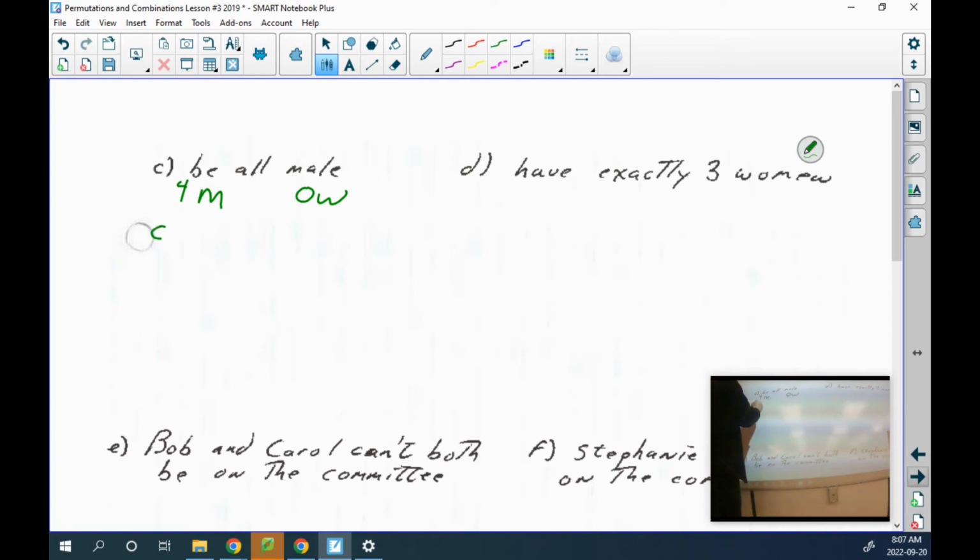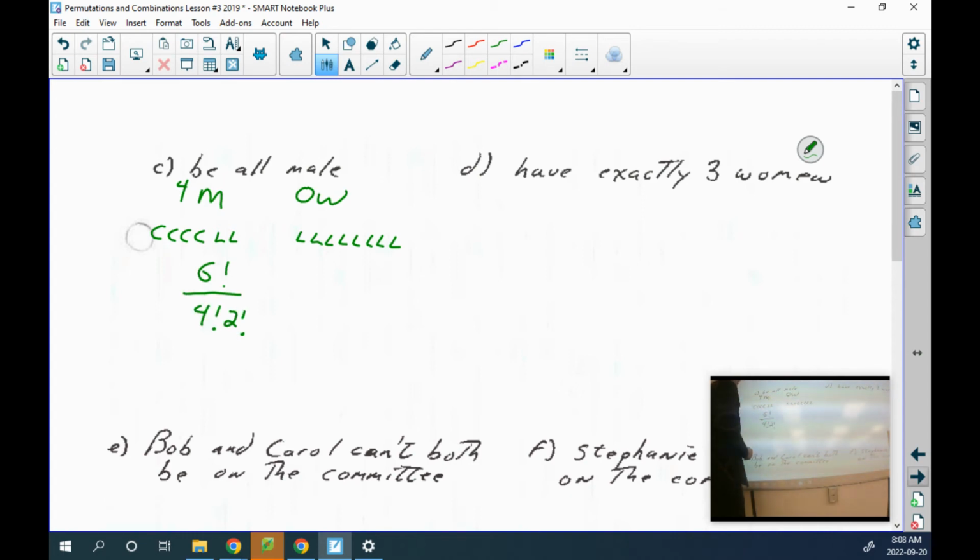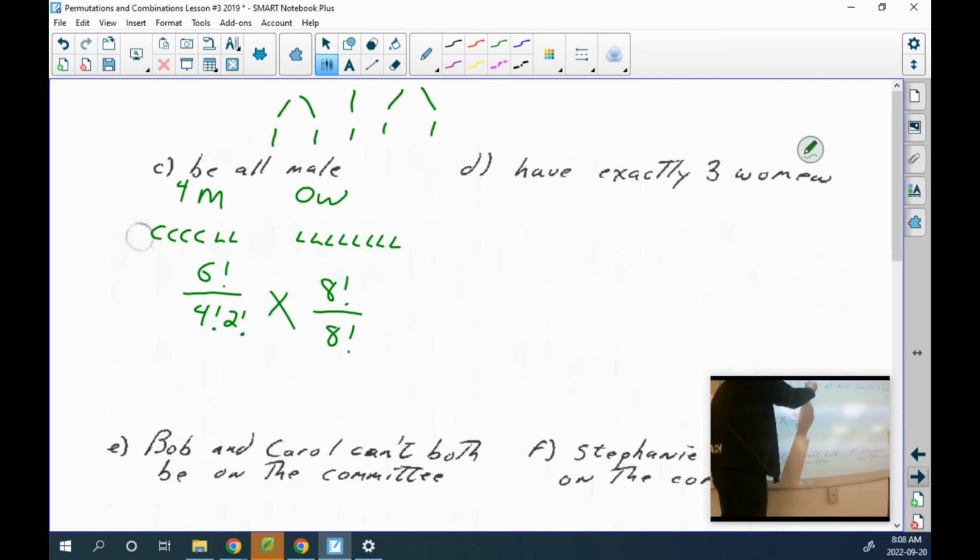We have 6 of them. 3 will be on the committee, 2 will be lucky. We have 8 women, all will be lucky. So we have 6 objects, 4 repeats, 2 repeats. Here we have 8 objects, all repeat. This is why I often don't do this, because there's only one way for none of the women to be on the committee. And we're going to multiply them together, because for every group of men, there's always one group of women that could go with it.